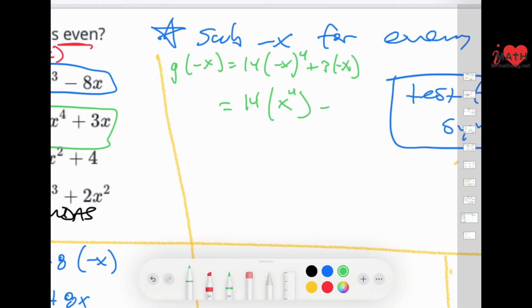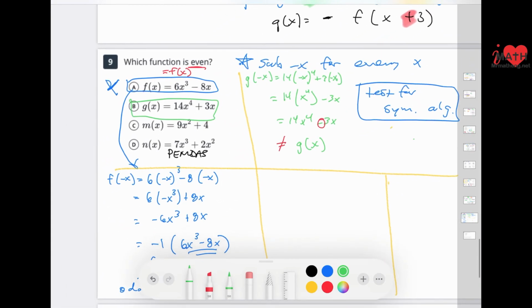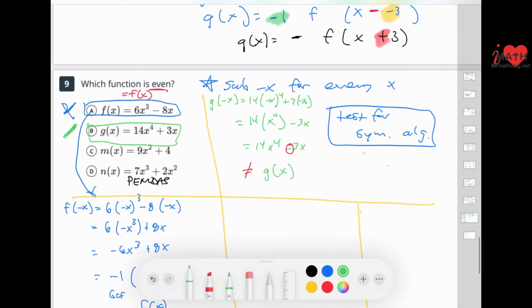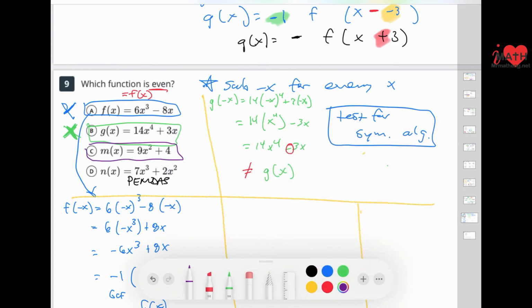And then this would be negative 3x. So this would be 14x to the 4th minus 3x. And is that equal to the original? It does not. So we can say it's not equal to the original. And so this would not be an even.